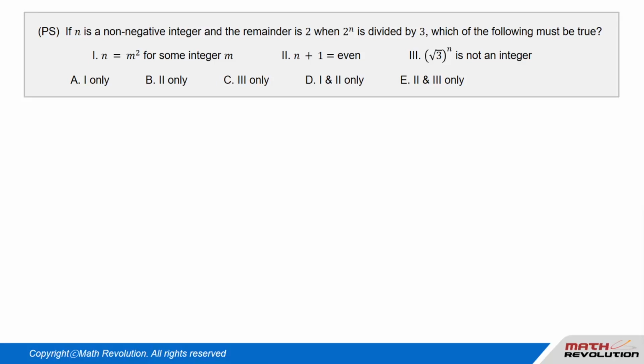Question. If n is a non-negative integer and the remainder is 2 when 2 to the power of n is divided by 3, which of the following must be true? 1. n equals m squared for some integer m. 2. n plus 1 equals even. 3. Nth power of square root of 3 is not an integer.